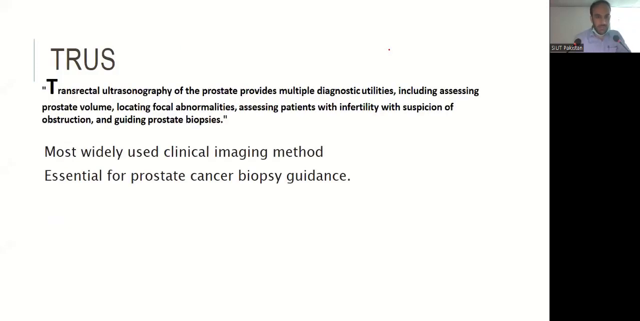TRUS. Transrectal ultrasonography of the prostate provides multiple diagnostic utilities, including assessing prostate volume, locating focal abnormalities, assessing patients with infertility with suspicion of obstruction, and guiding prostate biopsies. TRUS is also the most widely used clinical imaging method for the prostate, and essential for prostate cancer biopsy guidance.